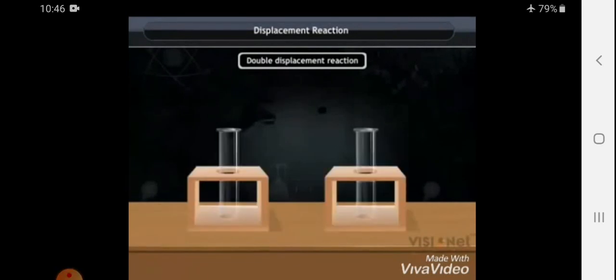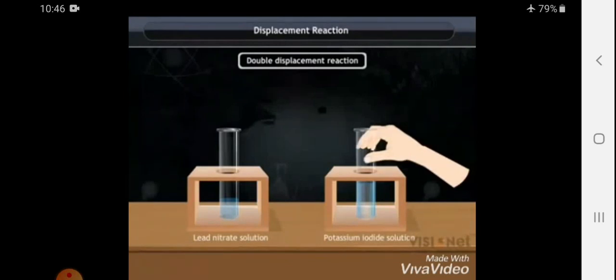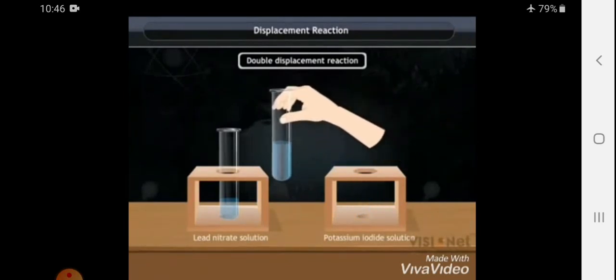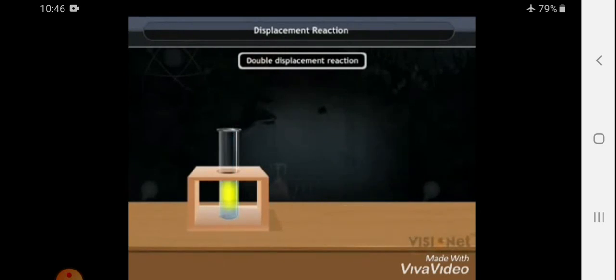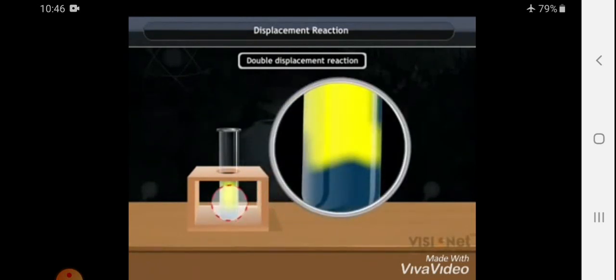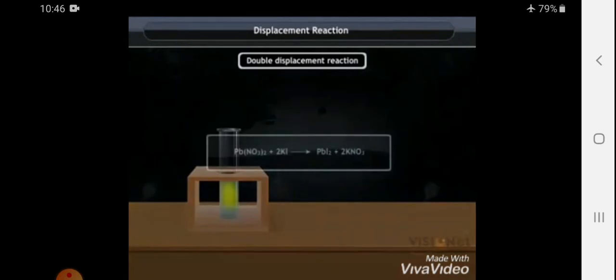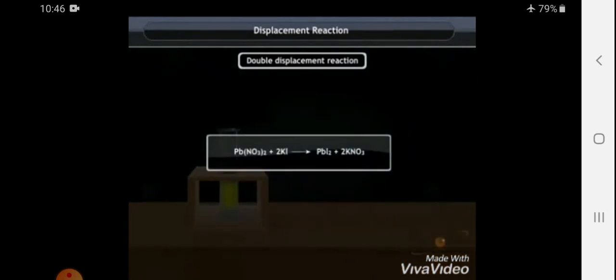We are taking two test tubes which contain lead nitrate solution and potassium iodide. Lead nitrate is Pb(NO3)2 and potassium iodide is KI. If we add potassium iodide to the lead nitrate solution, the color of the solution changes to yellow and it forms a yellow precipitate. Lead nitrate reacts with potassium iodide to form lead iodide and potassium nitrate. This lead iodide is a precipitate, so we also call this a precipitation reaction.